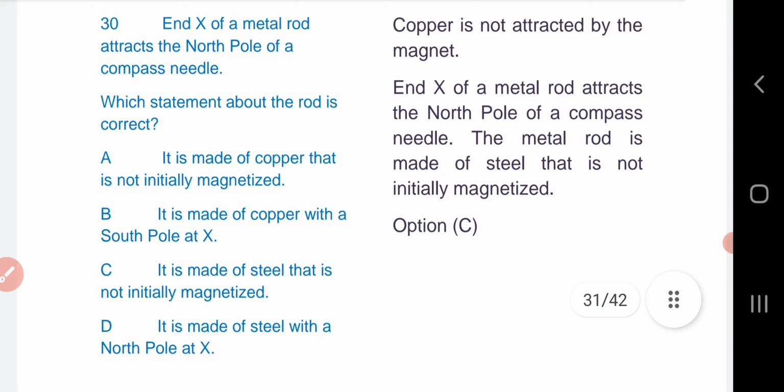Question number 30. End X of a metal rod attracts the north pole of a compass needle. Which statement about the rod is correct? And the answer is, copper is not attracted by the magnet. End X of a metal rod attracts the north pole of a compass needle. The metal rod is made of steel that is not initially magnetized. So the correct answer is option C. It is made of steel that is not initially magnetized.